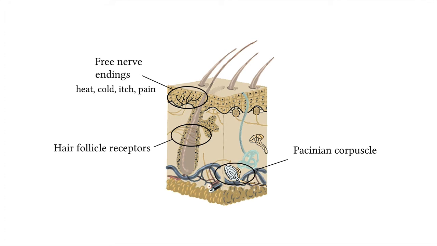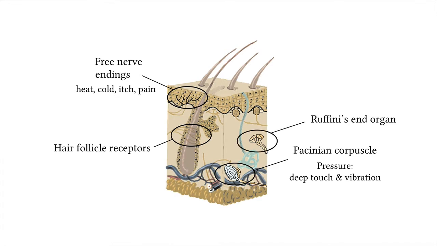These receptors are pressure receptors that respond to deep touch and vibration deep in the dermis. Ruffini's end organs are also deep in the dermis and respond to skin pressure as well as the stretching of skin. The superficial layers of skin contain Merkel's discs.